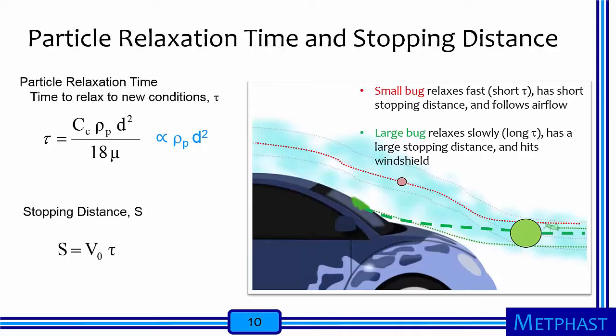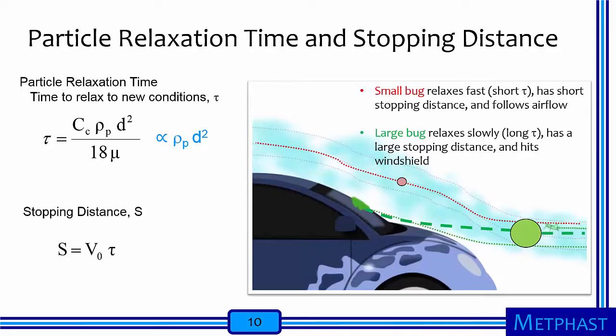The concepts of particle relaxation time and stopping distance are used to describe inertial forces. The particle relaxation time is how long it takes a particle to relax to its new conditions. It is proportional to particle density and diameter squared, which is exactly the same as we saw before with terminal settling velocity. The stopping distance is the distance that the particle will move along its original direction until it relaxes to the new conditions. It is calculated as the initial velocity times the particle relaxation time.